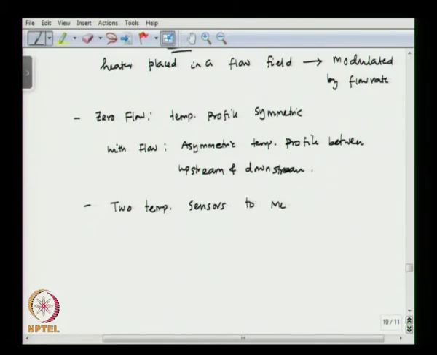to measure upstream and downstream temperatures. So, that would give us flow rate. Okay.